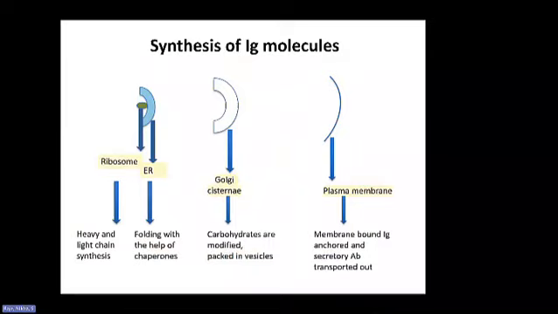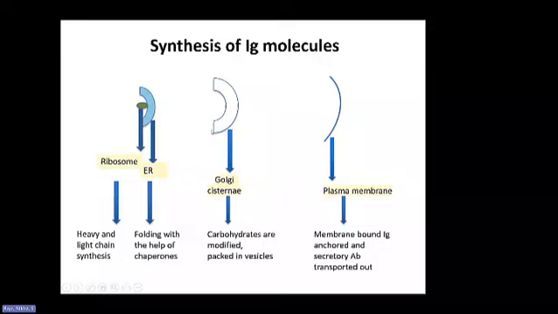All right, how are these immunoglobulins synthesized in the human body? The heavy chains and the light chains, like other proteins, are produced in the ribosomes, on the rough ribosomes that are present on the endoplasmic reticulum. Once those heavy chains and light chains are synthesized, they have to be folded with the help of chaperones, and that's done by the endoplasmic reticulum. Once that happens, they are packed in vesicles and modified in the Golgi apparatus.